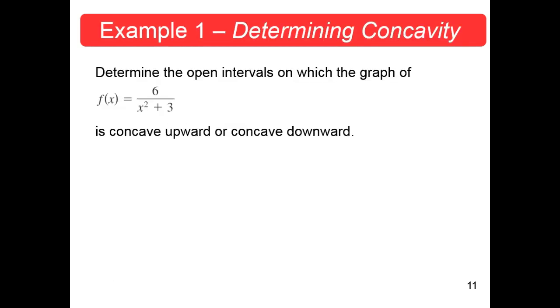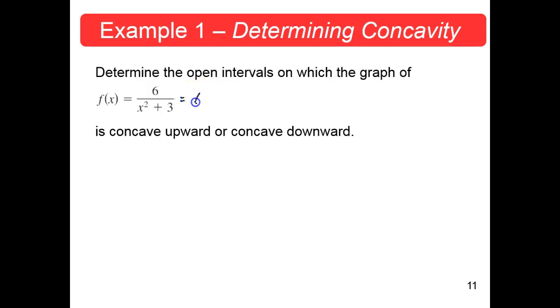So, let's do it. Determine the open intervals on which this graph is concave up and concave down. So what do you reckon we're going to do first? I put the equal sign there trying to suggest something to you. Now you could do it without this suggestion, but I like it better to do it. Okay?